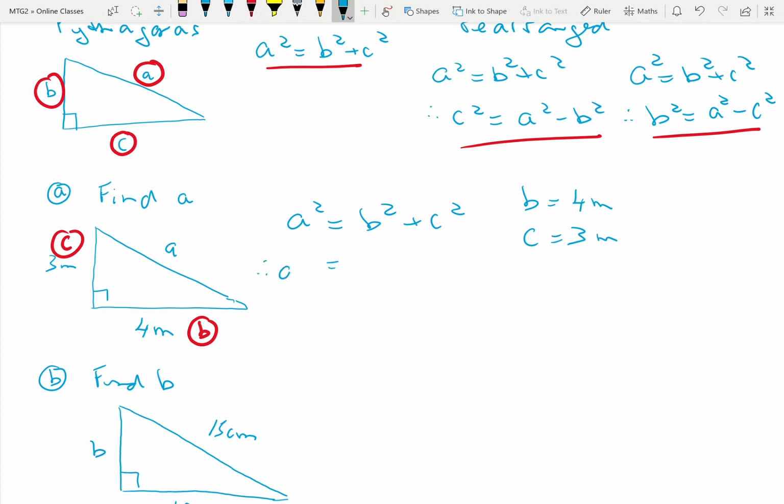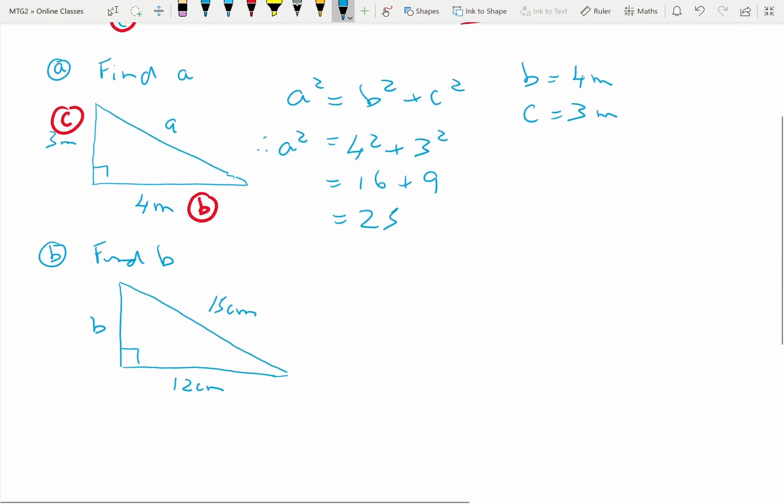So therefore, a squared is equal to b squared. It's going to be 4 squared plus 3 squared. So I'm going to end up with 16 plus 9. Add them together and I get 25. Now to finish off the problem, I need to take the square root of both sides. So therefore I have to go a is equal to the square root of 25, which is equal to 5, and I put the units on the end, which is going to be equal to 5 meters.